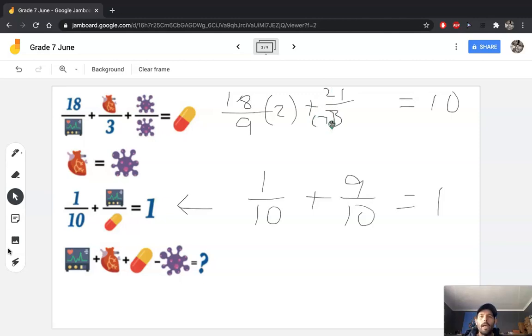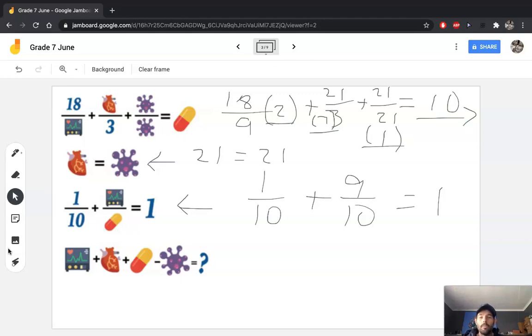Okay. So now I've got 2 plus 7 is 9. And over here, you can see that the heart and the virus are equal. So that means 21 is equal to 21. And we know that any number over itself is equal to 1. So now I've got 2 plus 7, which is 9, plus 1, and that gives me 10.